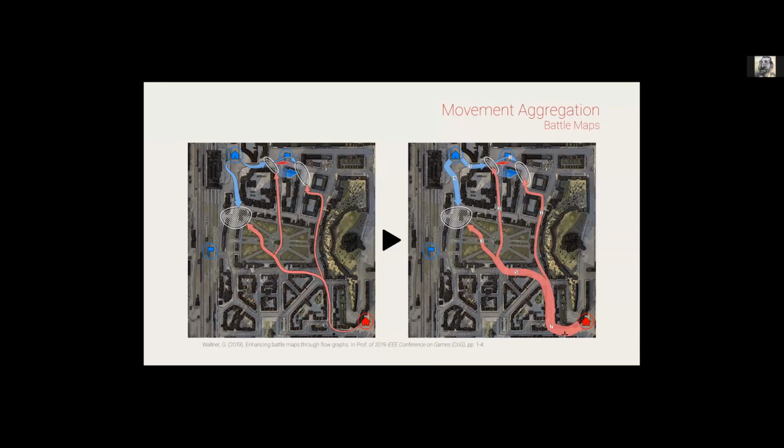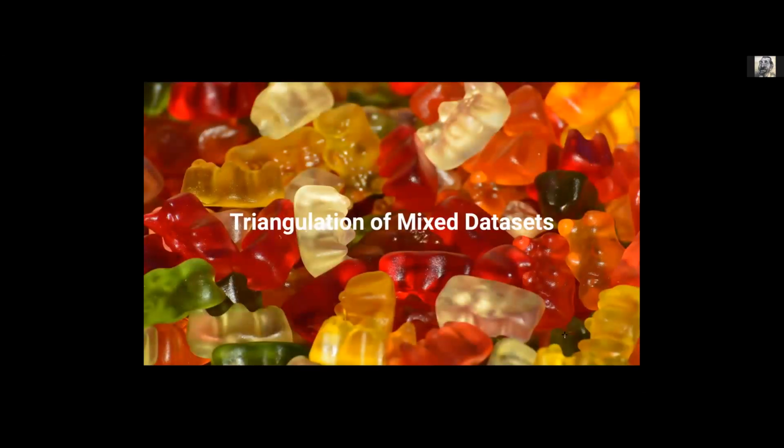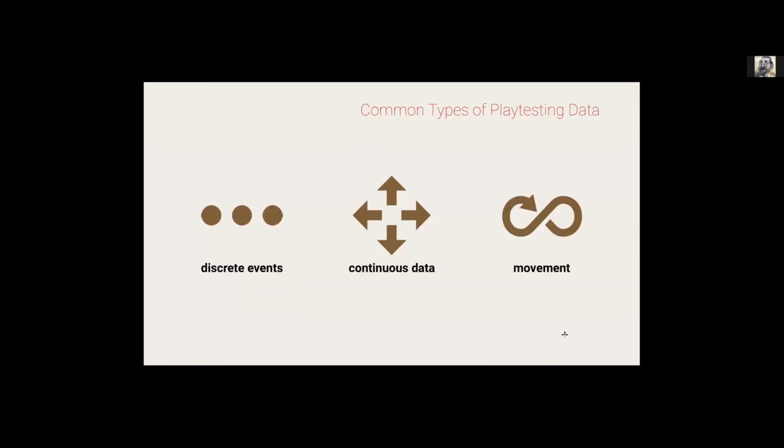So with that, I would like to maybe change to the second part and show a couple of examples on how visualization can be helpful to triangulate mixed data sources. And for that purpose, I will make a very rough classification of playtesting data. I mean, of course, there are many different ways to do that, but I think that suits the purpose of the presentation. First, I will consider discrete events.